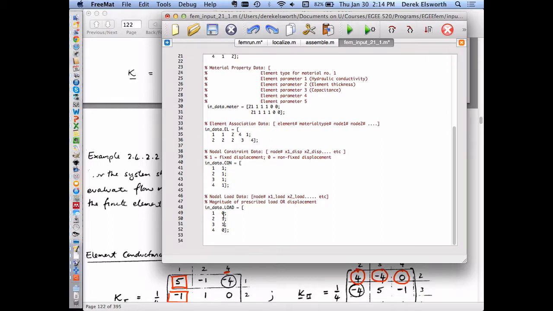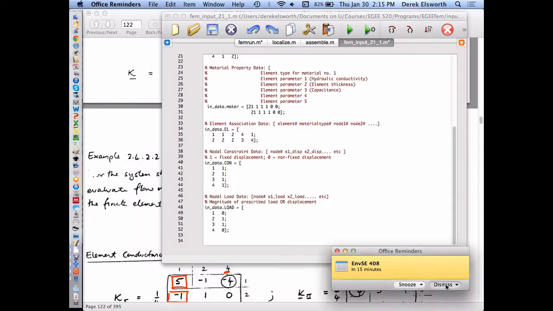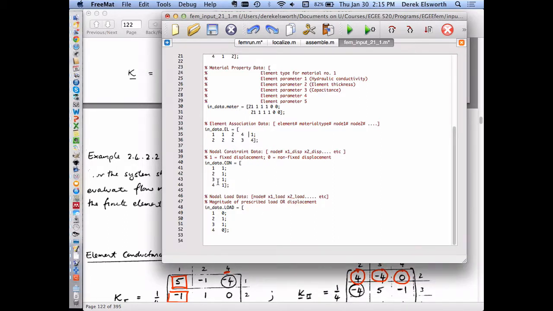So node 1, head is 0. Node 2, we prescribe a head. The magnitude of that head is 1. Node 3, we prescribe a head. The magnitude of that head is 1. And node 4, we prescribe a head, and that head is 0. And so the two key parts of this, I think, in terms of what's very specific to finite element analysis, is this indexing thing, which allows us to move from the local element to the global element automatically. Oops, I've run up against time. And the other part is defining the boundary conditions in terms of nodal values of heads.